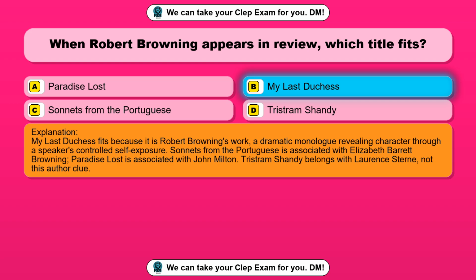Sonnets from the Portuguese is associated with Elizabeth Barrett Browning. Paradise Lost is associated with John Milton. Tristram Shandy belongs with Lawrence Sterne, not this author clue.